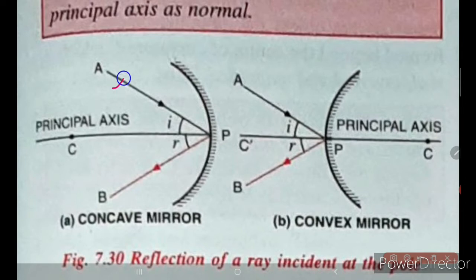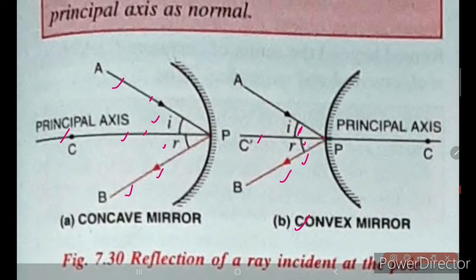Any ray incident on the pole should be reflected in such a way that the angle of incidence, made between the principal axis and the incident ray, is equal to the angle of reflection between the reflected ray and the principal axis, where the principal axis is acting as a normal. And in case of a convex mirror, any ray striking the pole will get reflected in such a way that the angle of incidence between the incident ray and the principal axis is equal to the angle of reflection between the reflected ray and the principal axis.